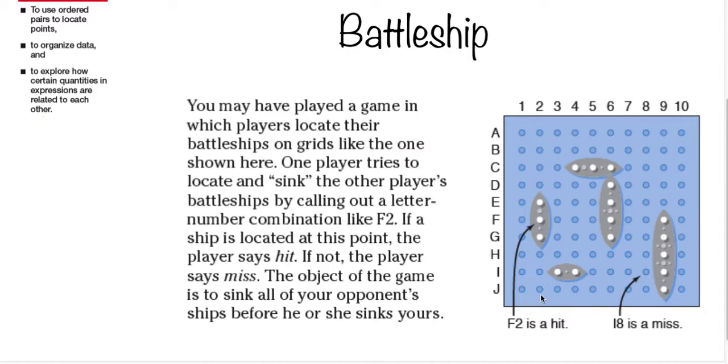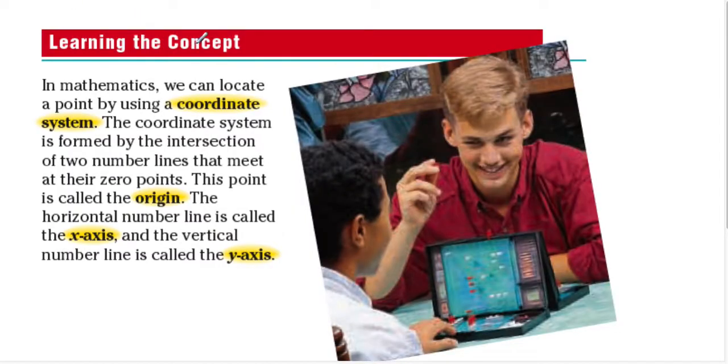So F2 is a hit because if you haven't played this game, this is F right here, and it intersects with the number 2, and that's why it's called a hit. If you guess correctly where all the ships are and sink them all, then you win the game. I8 is a miss because this is I right here, and 8 on top. So that is a miss. Let's find out how it relates to what we are trying to learn.